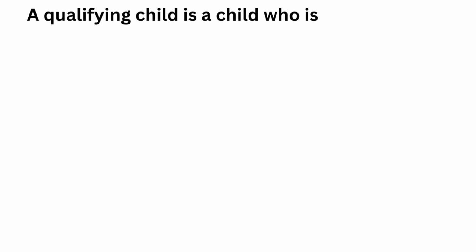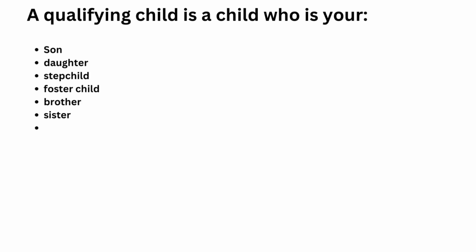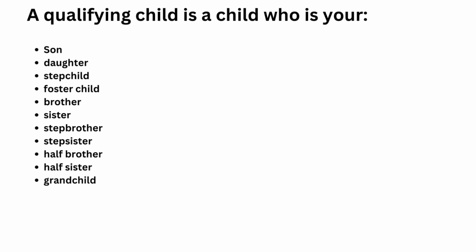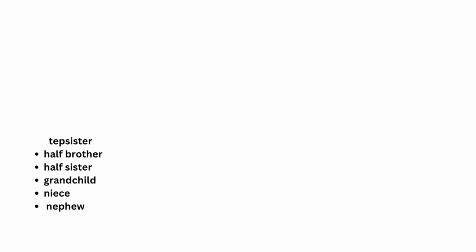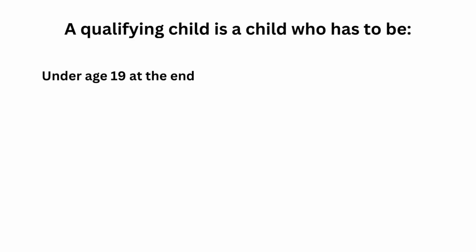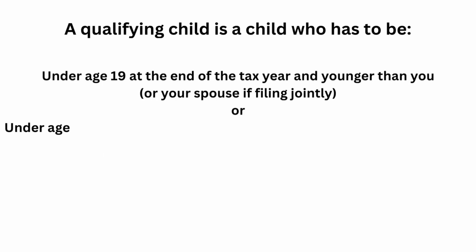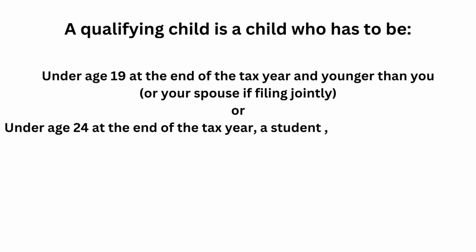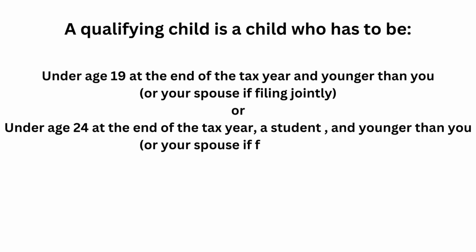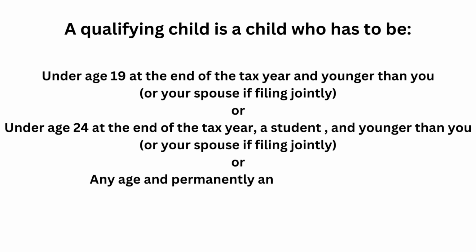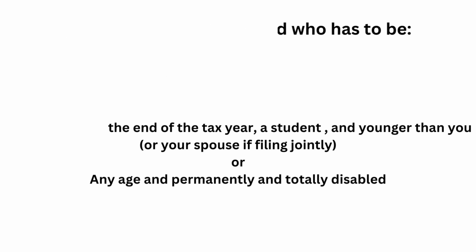Dependents. A qualifying child is a child who is your son, daughter, stepchild, foster child, brother, sister, stepbrother, stepsister, half-brother, half-sister, grandchild, niece, and/or nephew. A qualifying child has to be under age 19 at the end of the tax year and younger than you, or under age 24 at the end of the tax year, who is a student and younger than you, or any age with a permanent and total disability.